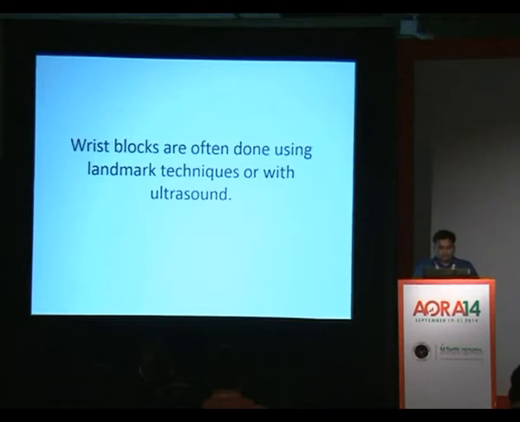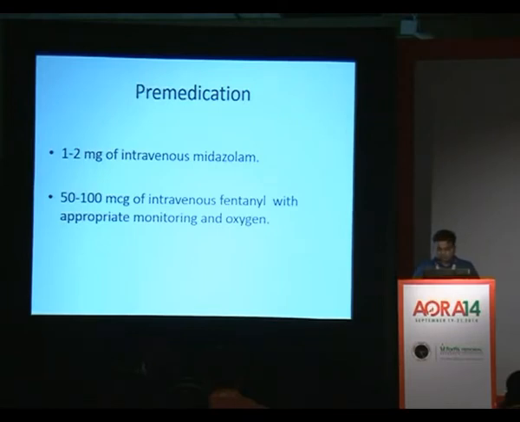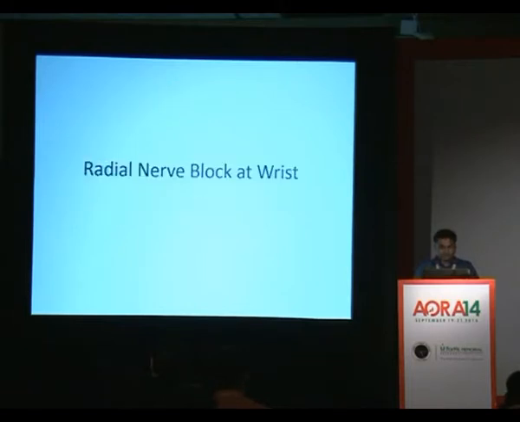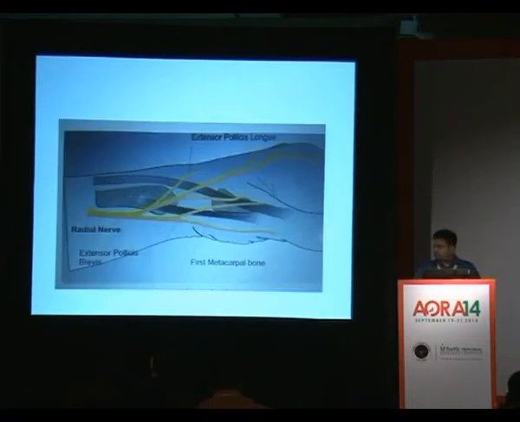So wrist block often is done with landmark technique. With ultrasound, it helps us to differentiate between tendon and nerve. You just have to trace the tendon backward, it merges into muscle, whereas you could identify nerve very easily. It continues to remain as nerve even in the forearm. So pre-medication is a must. We all have discussed the importance of pre-medication and use of PNS needle. And radial nerve at wrist block, it is a very simple block.